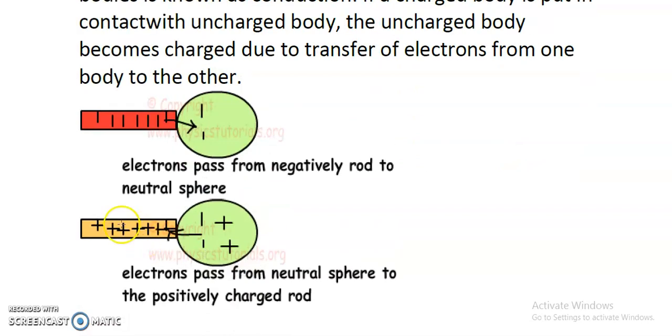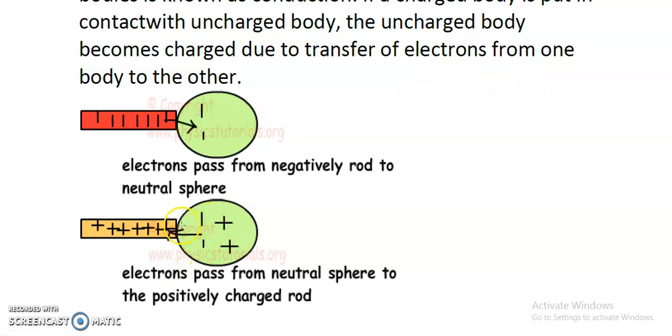Another example: if this charged body had been a positively charged rod, what will happen in this case? If a positively charged rod is kept in contact with an uncharged sphere, this positively charged rod will attract the electrons of this sphere towards it, and repel the positive ions or positive charges. Now you can see again, due to the attraction, the transfer of electrons takes place from this uncharged sphere to this charged body. That is, the transfer of electrons takes place.